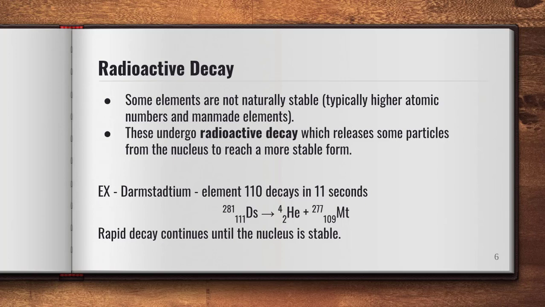So for example, darmstadtium, element 110, decays in about 11 seconds. That's about how long it lasts. And so you look at the reaction here, it decays into meitnerium. The rapid decay continues until the nucleus is stable, so that meitnerium may decay into something else and may decay into something else until it becomes a stable isotope.